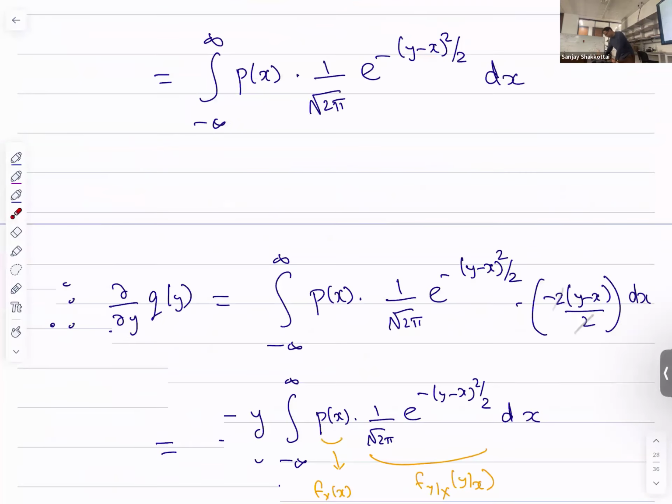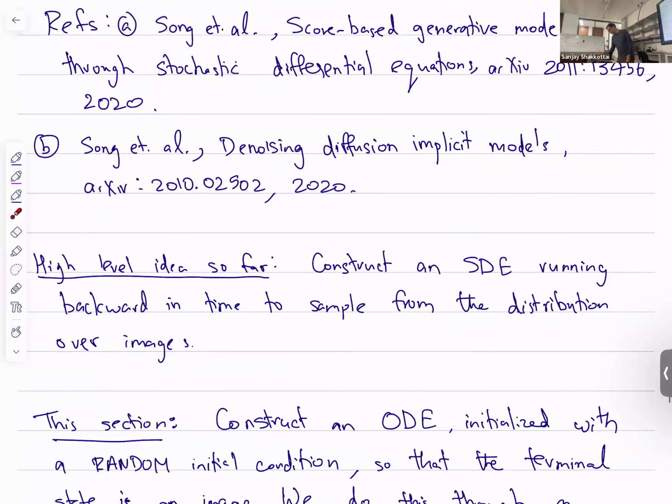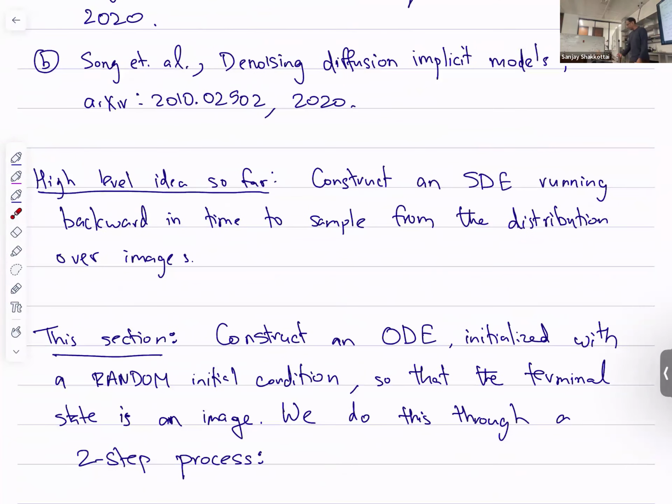Absolutely. Now, I have about 20 minutes left. I want to do the last part, which is flow models. The high-level idea so far is we construct an SDE running backwards in time to sample over the distribution of images. Now, what we are going to do is construct an ODE with a random initial condition such that the marginal distribution of that ODE at every point in time is exactly that of the SDE.